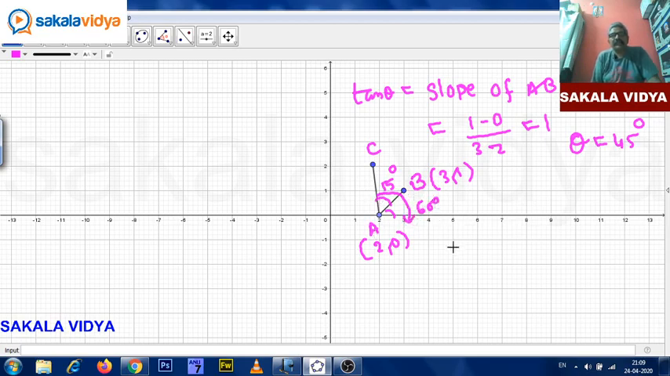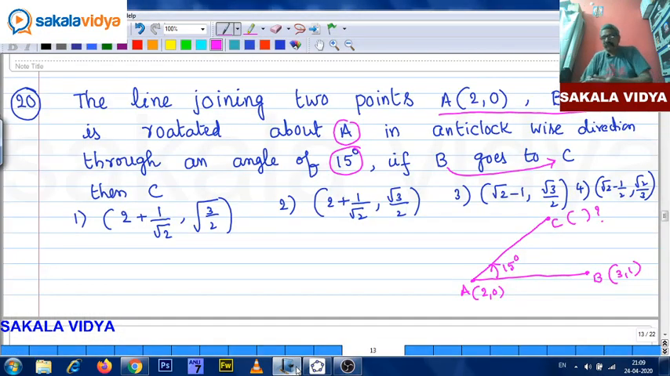So now the length of AB, the distance, we also need to find out. AB distance is equal to the square root of (3 minus 2) squared plus (1 minus 0) squared, that will be root 2. So now let us move to here now. So now let us do here. I will explain now here.